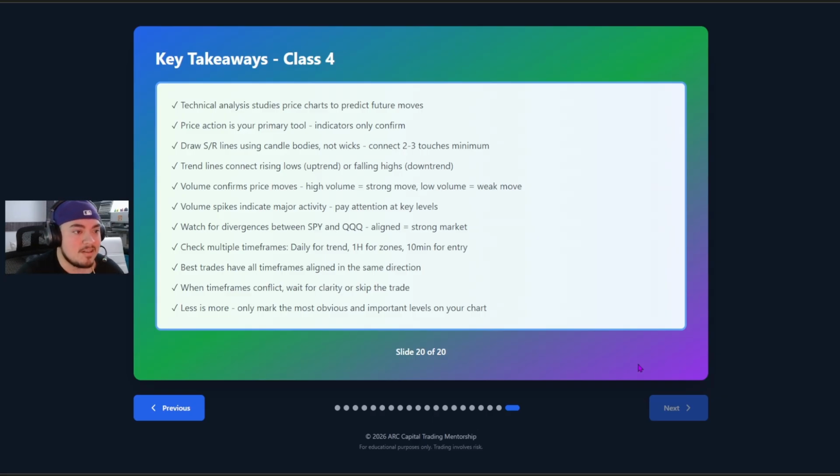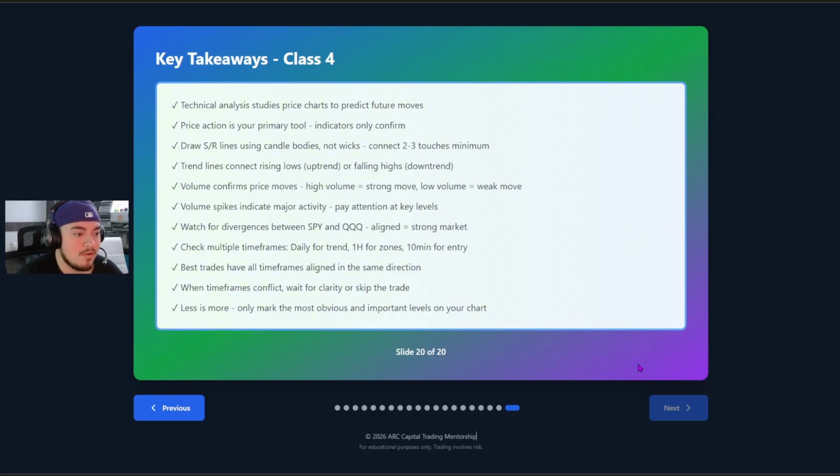Technical analysis studies price charts to predict future moves, right? Price action is your primary tool. Indicators only confirm, right? You need to be able to identify what's happening on the chart without indicators before using indicators as a confirmation. We went over how to draw support and resistance lines using candle bodies, not wicks, connecting with 2 to 3 minimum touches. We went over trend lines, connecting rising lows in an uptrend or falling highs in a downtrend.